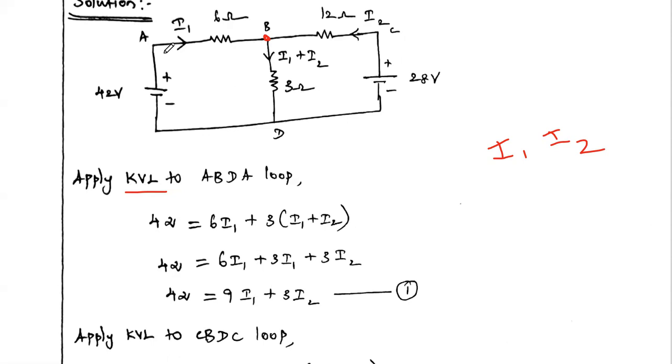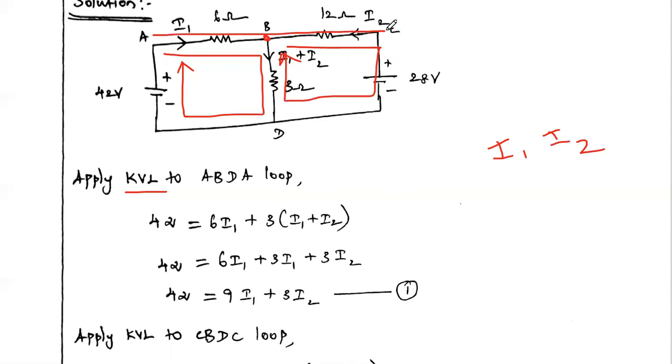One is A, B, D, A. This is one closed path. Another is B, C, D, B. Then the complete loop A, B, C, D, A is also a closed path. But we need only two equations. If we have two equations, we can solve the two variables I1 and I2. So we are going to write only two equations, applying KVL for two loops.